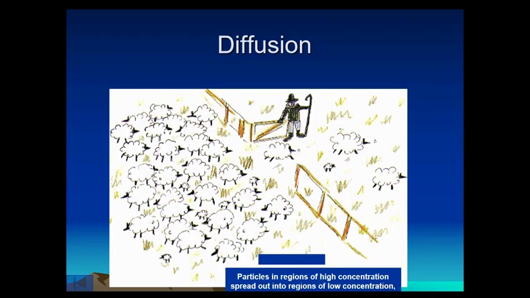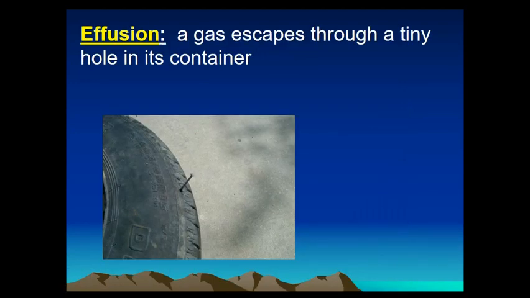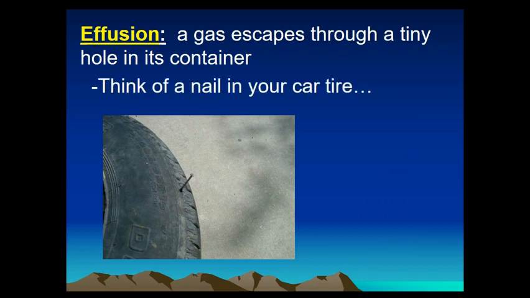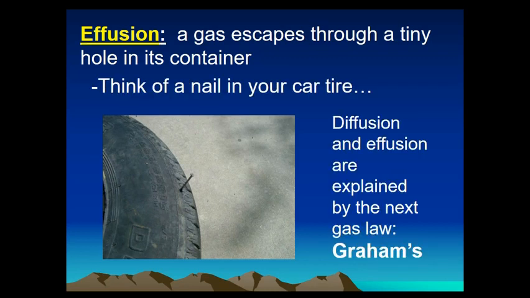So another analogy, you think about sheep. If you have a bunch of sheep in a pen and you open up the door to the pen, the sheep will probably spread out so they all can eat a lot of grass and they'll spread out into that larger space. And that's our diffusion. Effusion, like I said, is when you get a hole in your tire. Eventually, that tire will go flat because the gas will effuse through that hole in the tire.